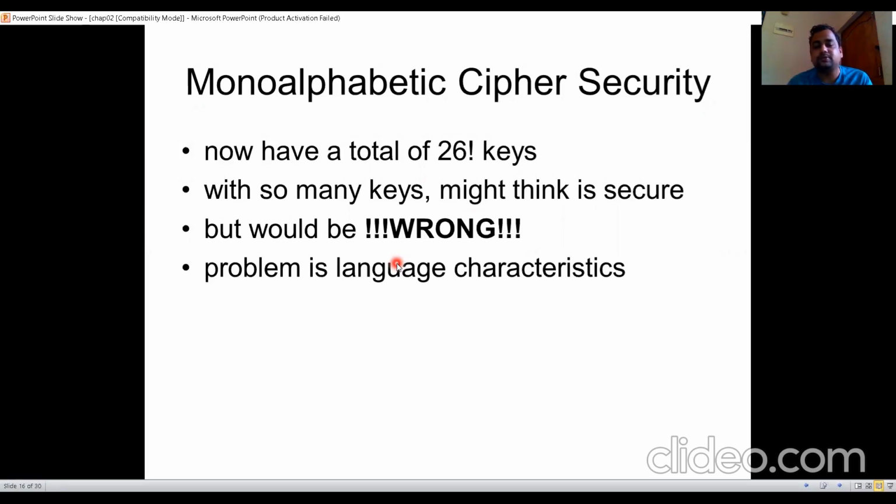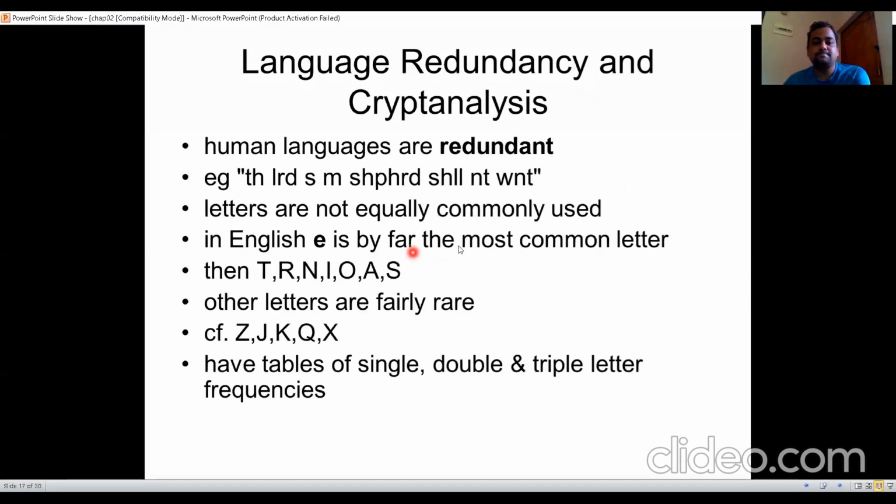Definitely the maximum number of keys should be 26 factorial. With so many keys, it might seem secure, but it is wrong. The problem is language. Maximum there will be 26 factorial possible keys, but it is considered one of the weak ciphering mechanisms. Now, as we know, the language is redundant, and what is cryptanalysis?